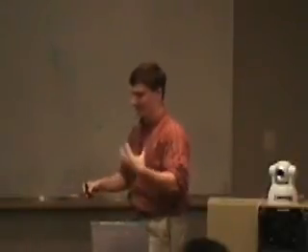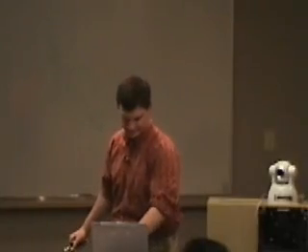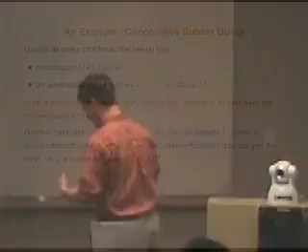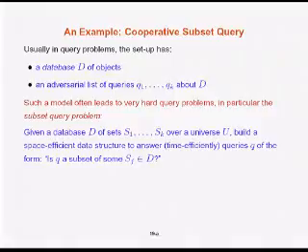So, for example, there's a problem that I call cooperative subset query. So what is subset query? Usually in a database query problem, you have some database of objects, and you have some adversarial list of queries about the database. And depending on the dimensionality of the objects involved, you can often get very difficult query problems.